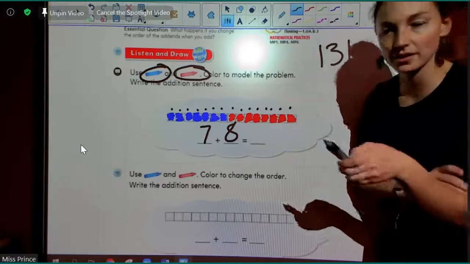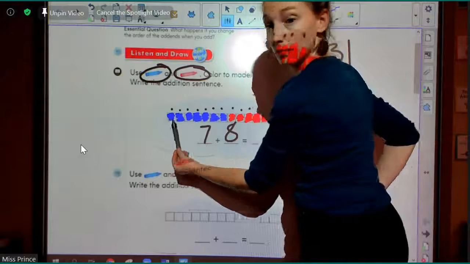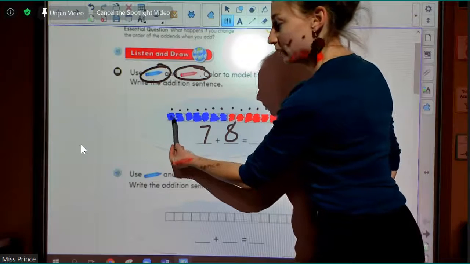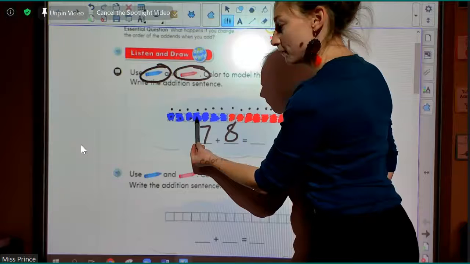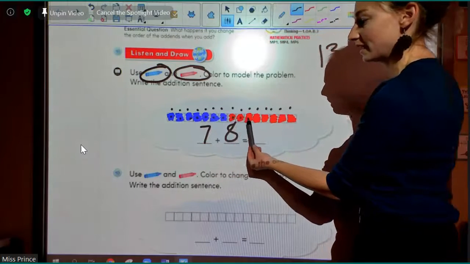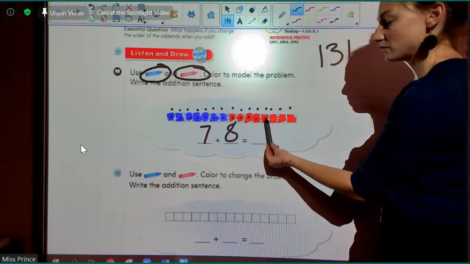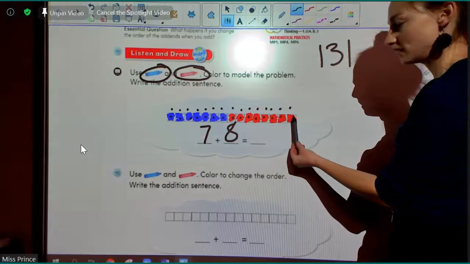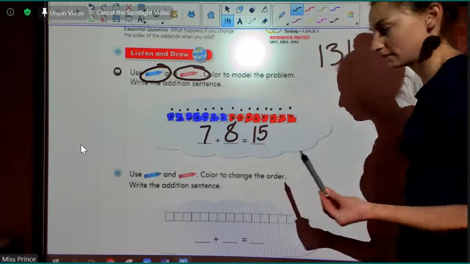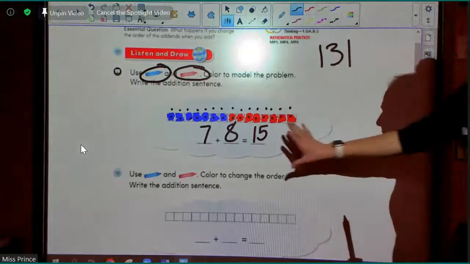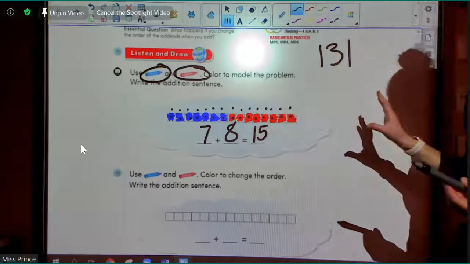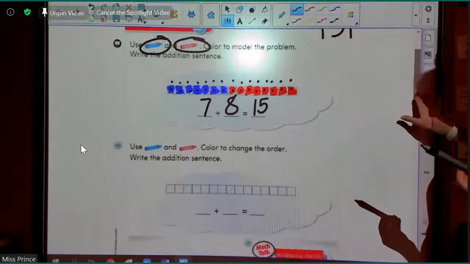Let's count together. Are you ready? You ready? 15. Good job. 1, 2, 3, 4, 5, 6, 7, 8, 9, 10, 11, 12, 13, 14, 15. 15. Check your book. Make sure that as I'm doing this up here, you should be doing it in your book. Okay.